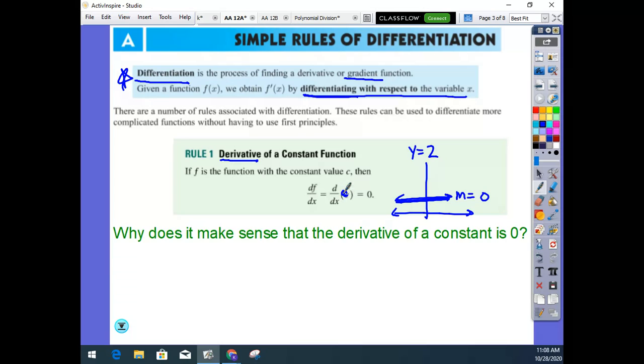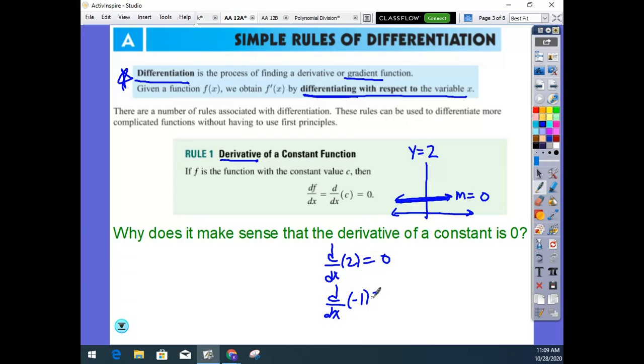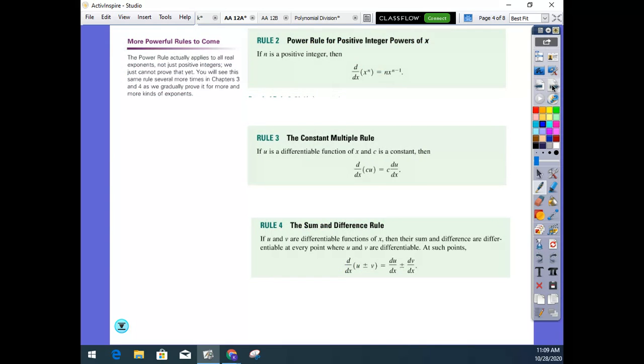The derivative of any constant: this c here is really just any value of a constant. So if we take the derivative of 2, it equals 0. If I take the derivative of negative 1, it equals 0. The derivative of any constant is always going to be 0 because it has a 0 slope.